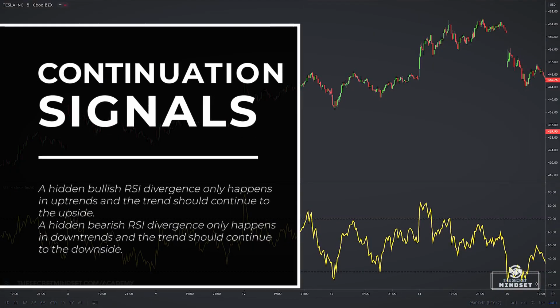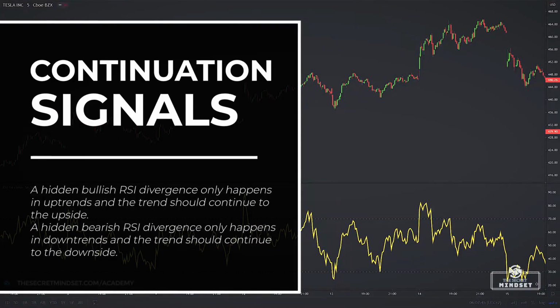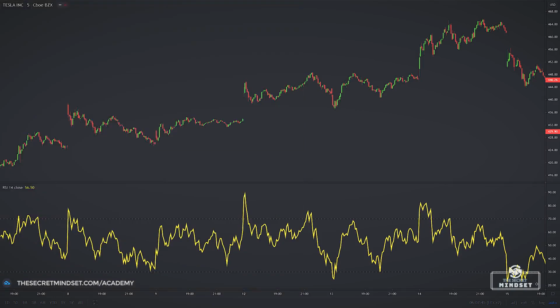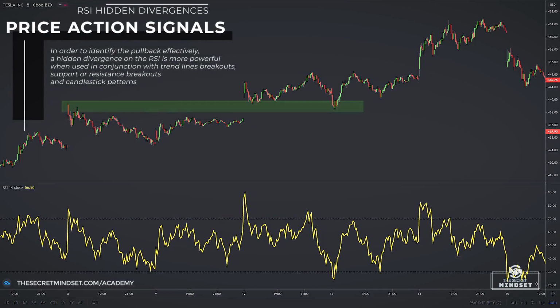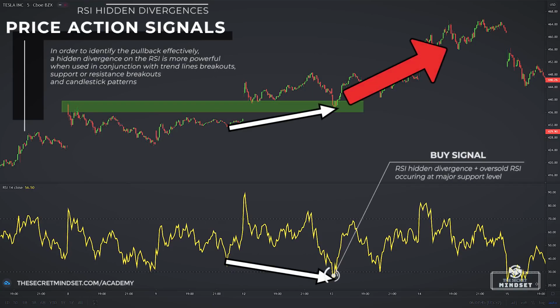Remember that a hidden bullish RSI divergence only happens in an uptrend, and the trend should continue to the upside, whereas a hidden bearish divergence only happens in a downtrend, and the trend should continue to the downside. A common mistake that many traders make is that the minute they notice a divergence, they take the trade accordingly. In order to identify the pullbacks effectively, a hidden divergence on the RSI is more powerful when used in conjunction with trendline breakouts, support and resistance breakouts, and candlestick patterns, as in the case of the regular divergence.